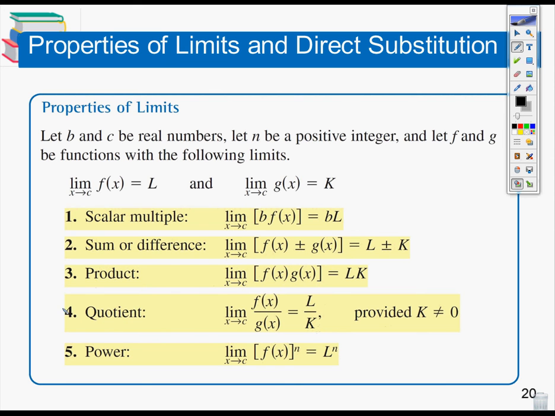But this quotient property, actually, we'll see again when we talk about rational functions, because rational functions technically are just a function divided by another one. And then lastly, if I have something raised to a power, a function raised to a power, it'll just be that limit raised to that power.